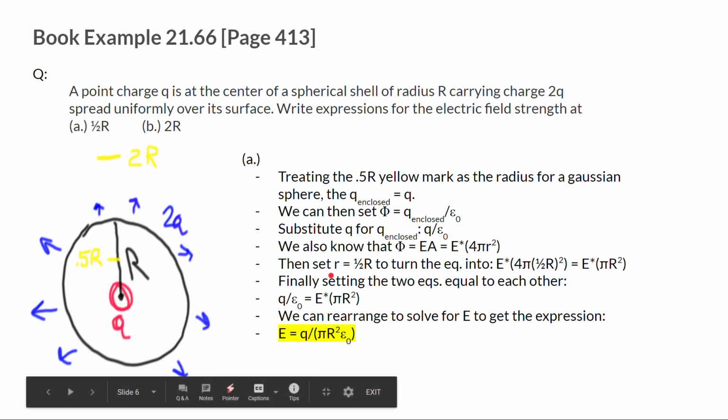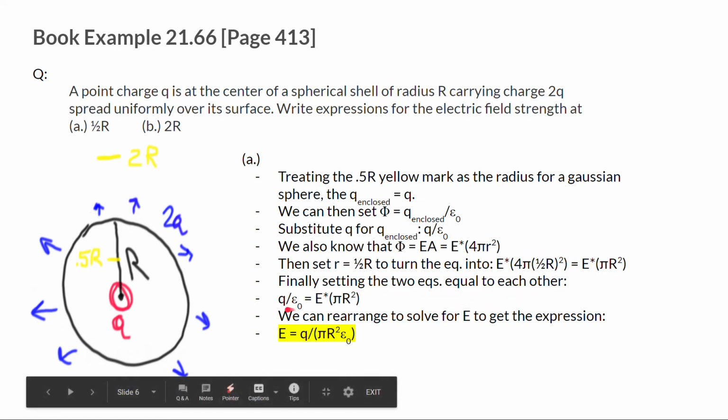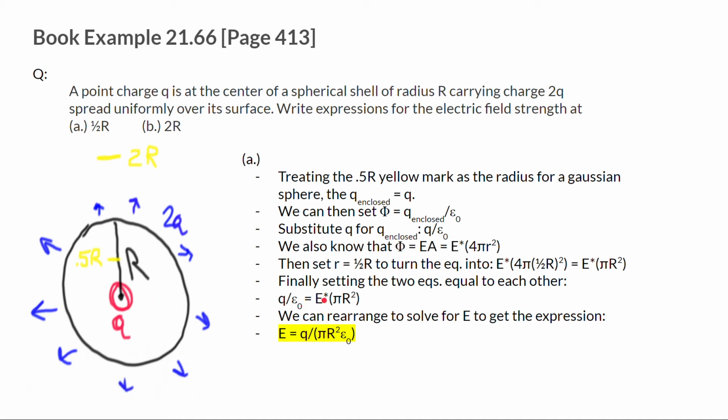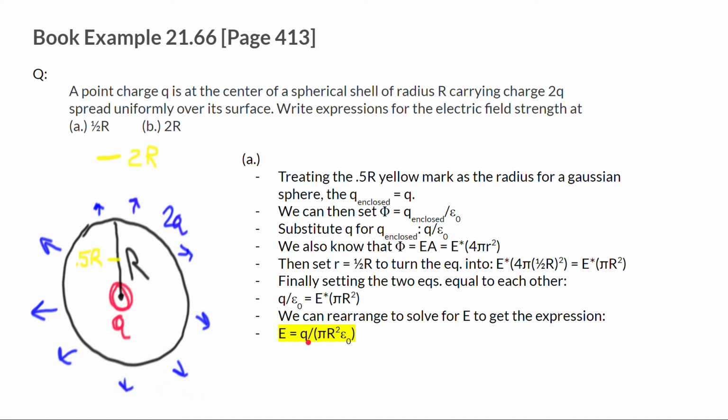You then set r equal to 1/2 r, which with the 1/2 r squared becomes 1/4 r squared, and the 4's cancel each other. Set the two equations equal to each other, and you'll get Q, being the charge in the middle, divided by epsilon naught is equal to E multiplied by pi r squared. Well, you want to solve for E, so you have to divide this pi r squared across, and you get E is equal to Q divided by pi r squared epsilon naught.